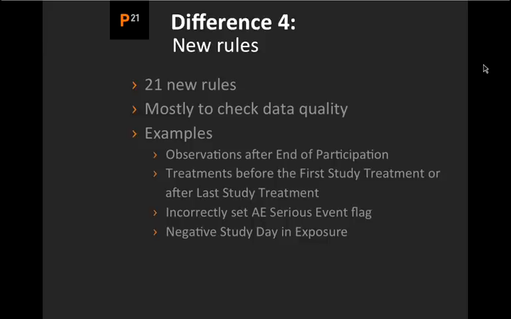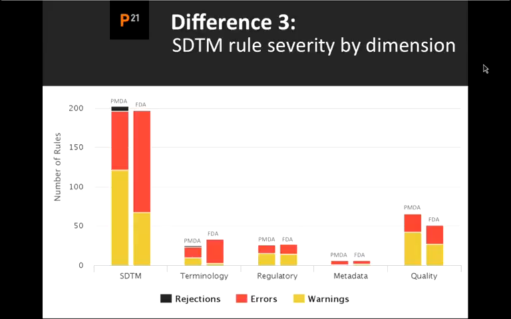So let's take a look at a few other differences. One difference is how many new rules have been introduced in PMDA. There's actually 21 new rules that have been introduced. Almost all of them deal with data quality, and you probably saw it in the chart, you saw the quality. The PMDA had more rules. So all 21 of them basically fall into that column for the most part.